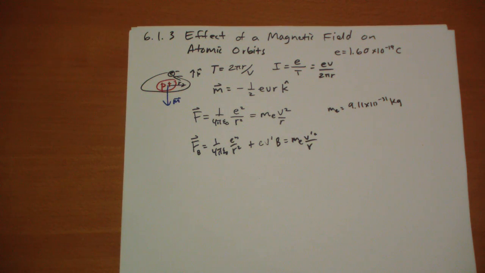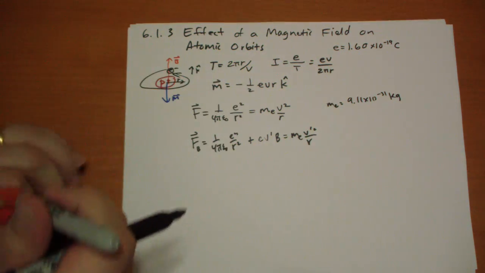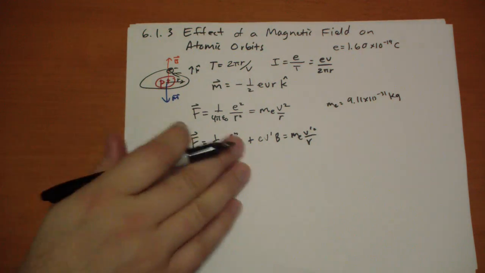And so what happens to the velocity when we subject it to a magnetic field? We're going to put it in a magnetic field that points up. So we're going to put the magnetic field up. Okay, that's the equation we get.